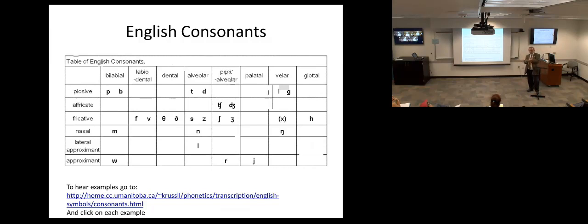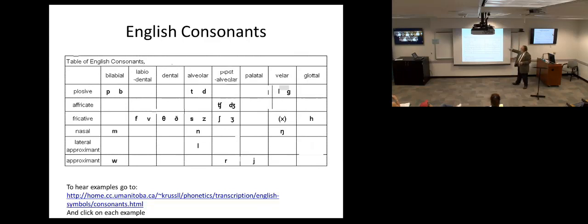I give you the sound, you tell me the articulation, or I give you the articulation, you tell me the sound. Okay? You also need to be able to say things like, what are the stops in English? What are the plosives in English? Right? So you need to be able to say t, d, k, g, p, b. And there you have it.